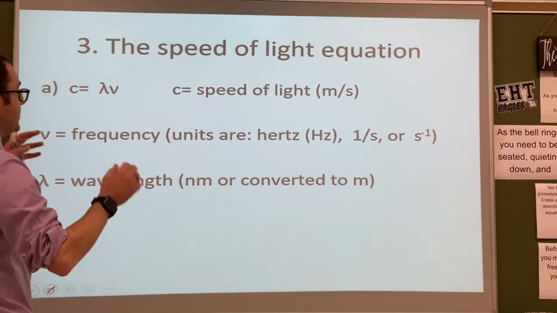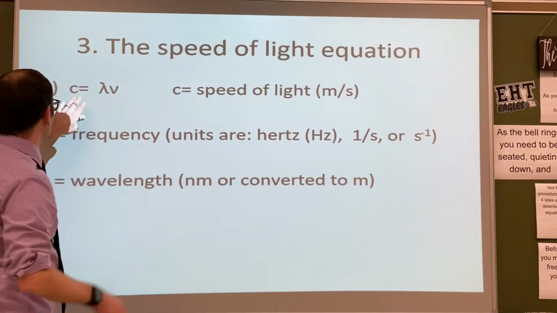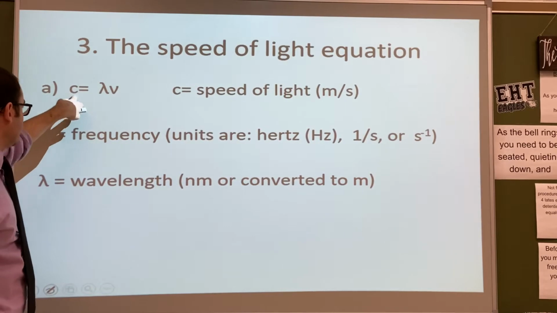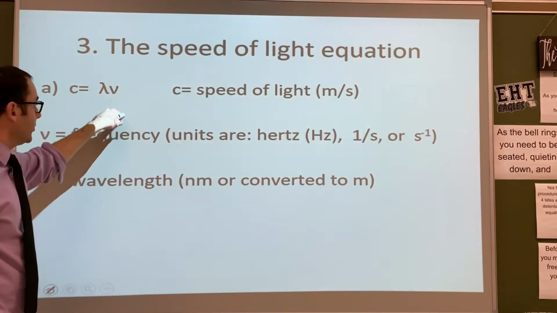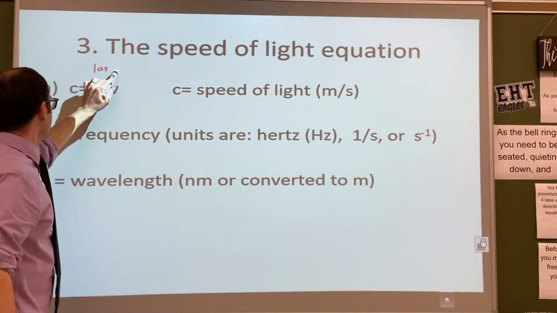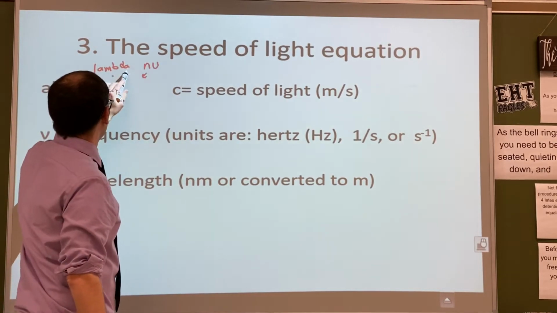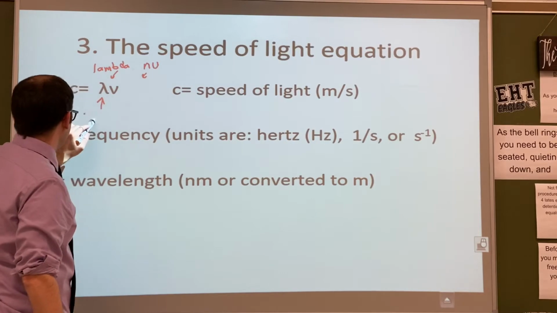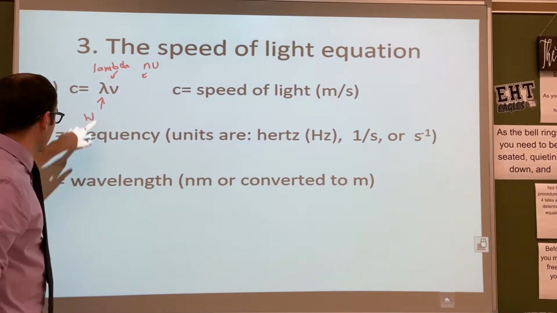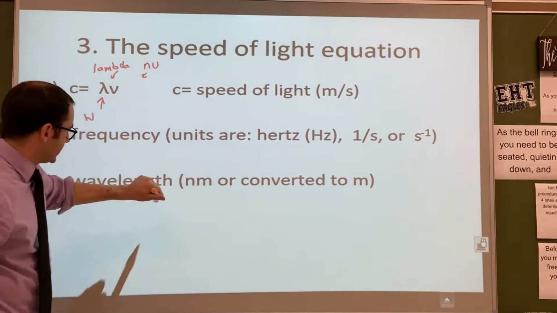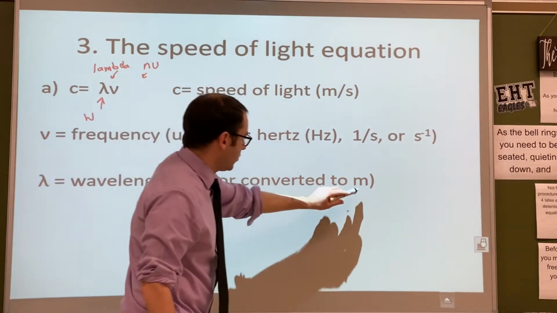All right, so here's the speed of light equation. We have the speed of light, which is c, equals lambda nu. All right, so lambda, and then nu. Lambda is our wavelength. So it's either going to be in nanometers or meters.